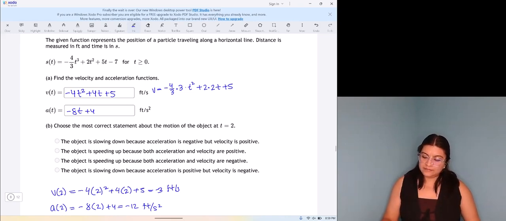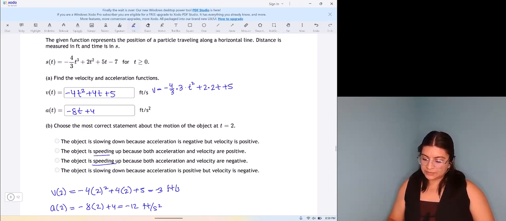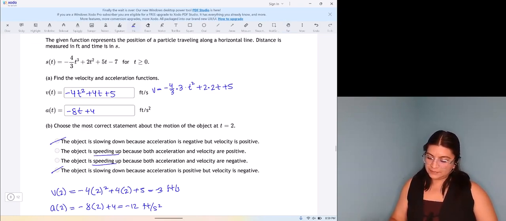In this case, we have the same sign, which means that the object is speeding up. So speeding up, speeding up. Not this one, not that one. The first option, the object is speeding up because both acceleration and velocity are positive? No. The object is speeding up because both acceleration and velocity are negative. So that is the correct statement.